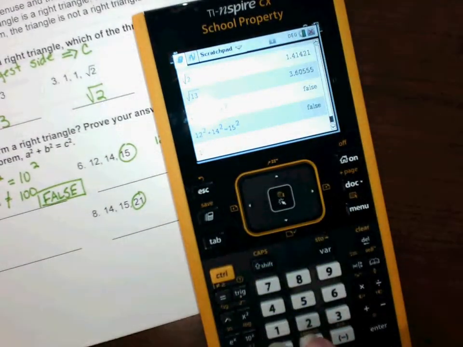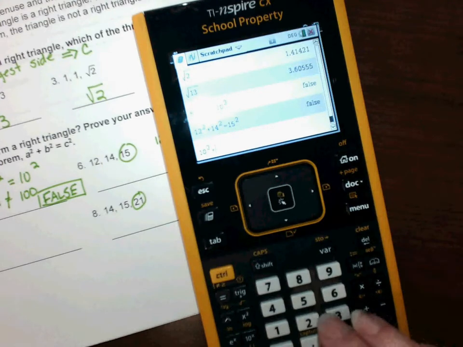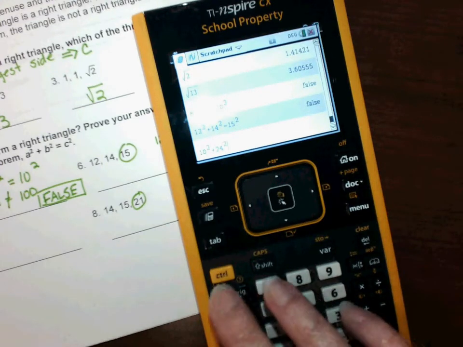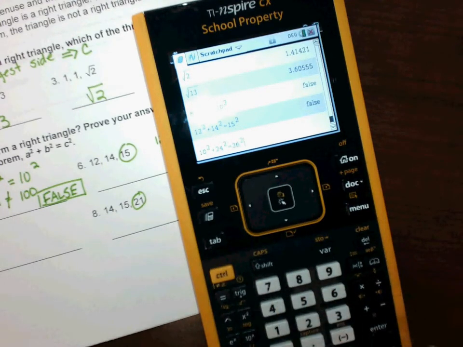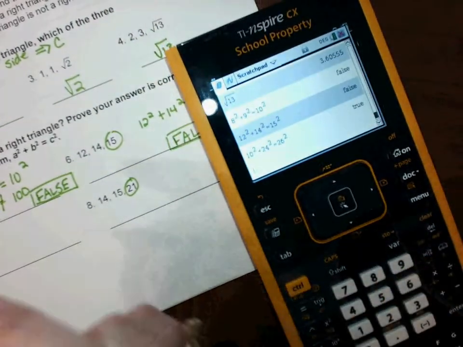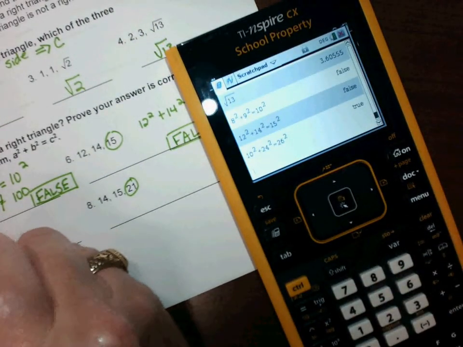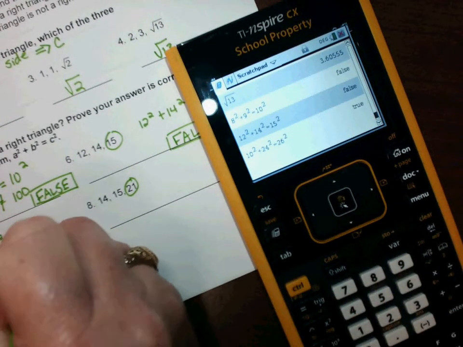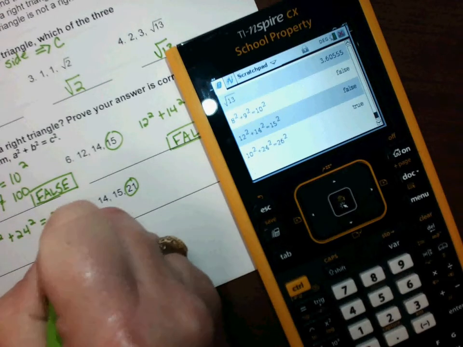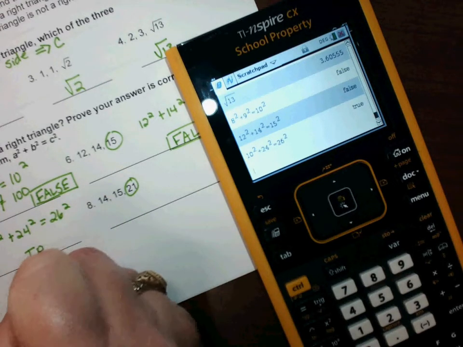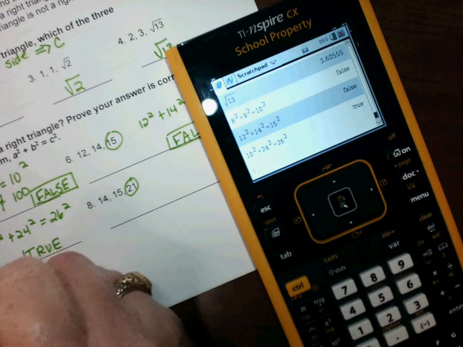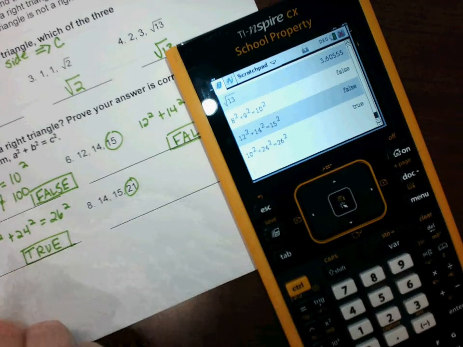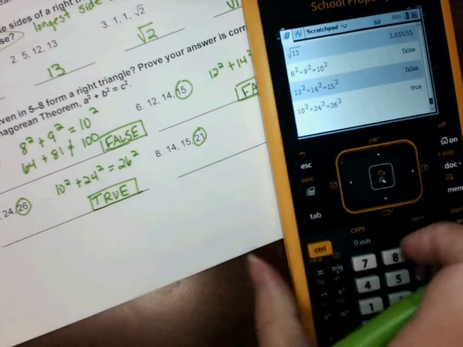Okay. 10 squared plus 24 squared equals 26 squared. That one is true. 10 squared plus 24 squared equals 26 squared. True. So these three side lengths would make a right triangle.